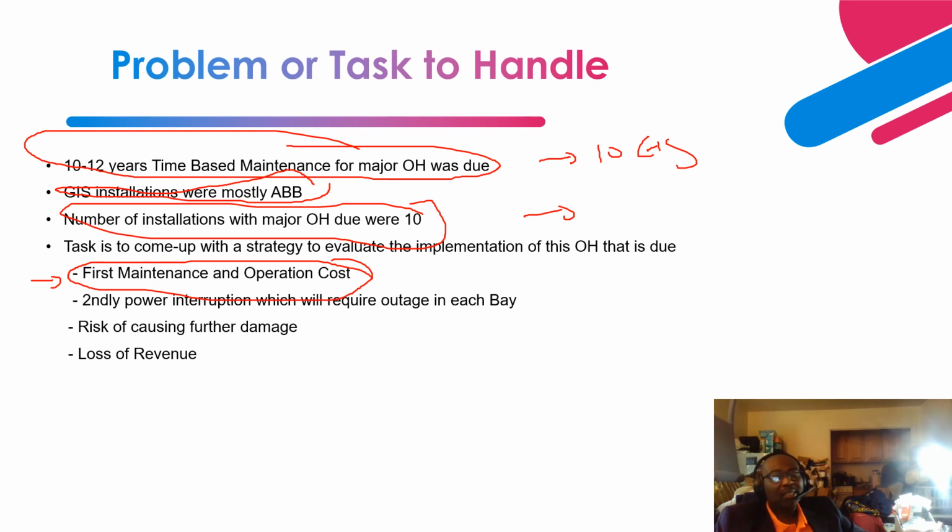Then also there's the possibility of causing further damage, right? Because you are intruding into the enclosure, and if you don't have the right skills, or even if the one who has the right skills makes the least mistake, it's going to cause further damage. Next, you are interrupting power to a critical customer, and you're going to have a loss of revenue.